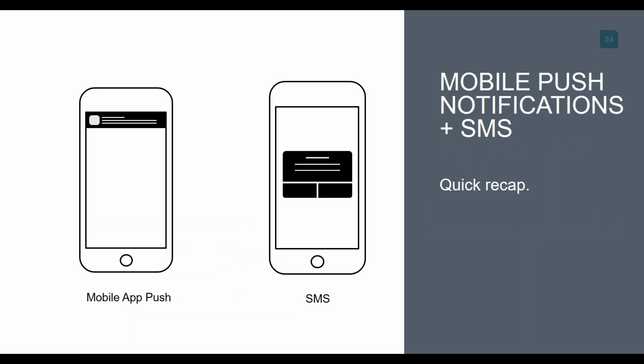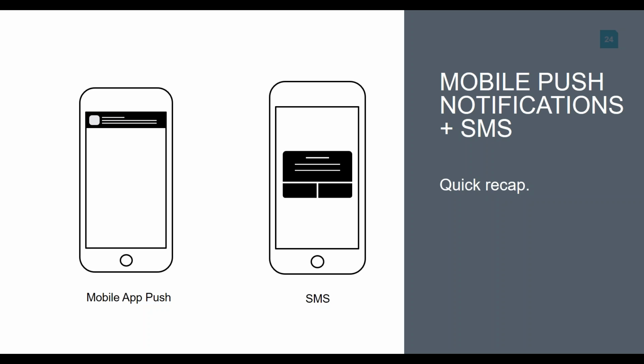So next we're going to talk about mobile push notifications and SMS. Just to give a quick recap on what each is: a mobile push is an app notification if you have a mobile app. So if you have a mobile app and you get that little notification that pops up on your screen, that's exactly what a mobile push notification is. And your users will receive them if they've allowed mobile push notifications from your app. So that's what that is.